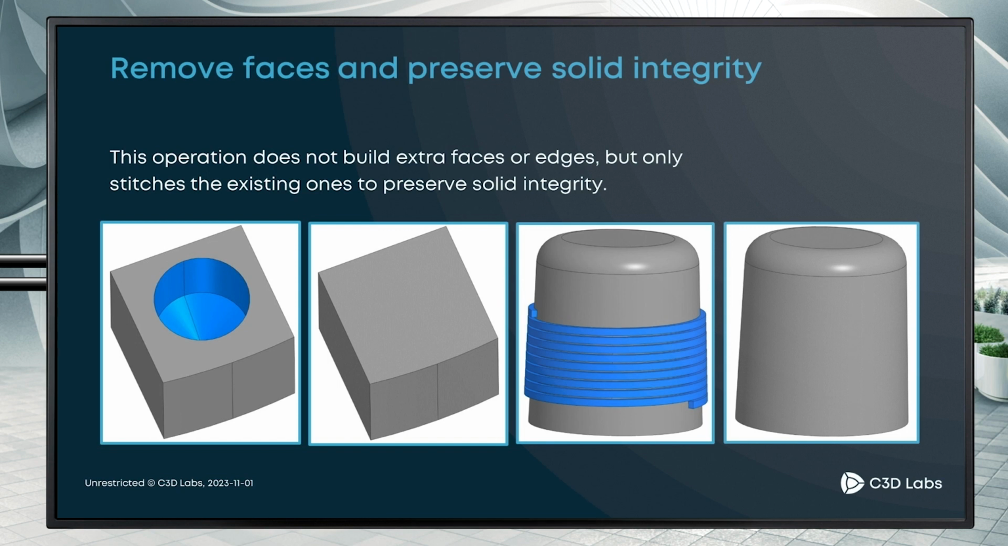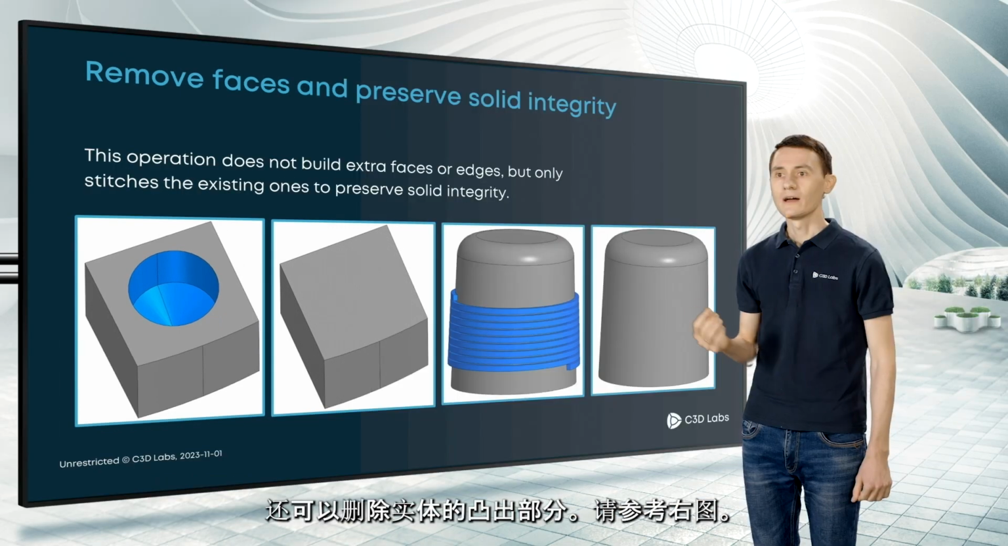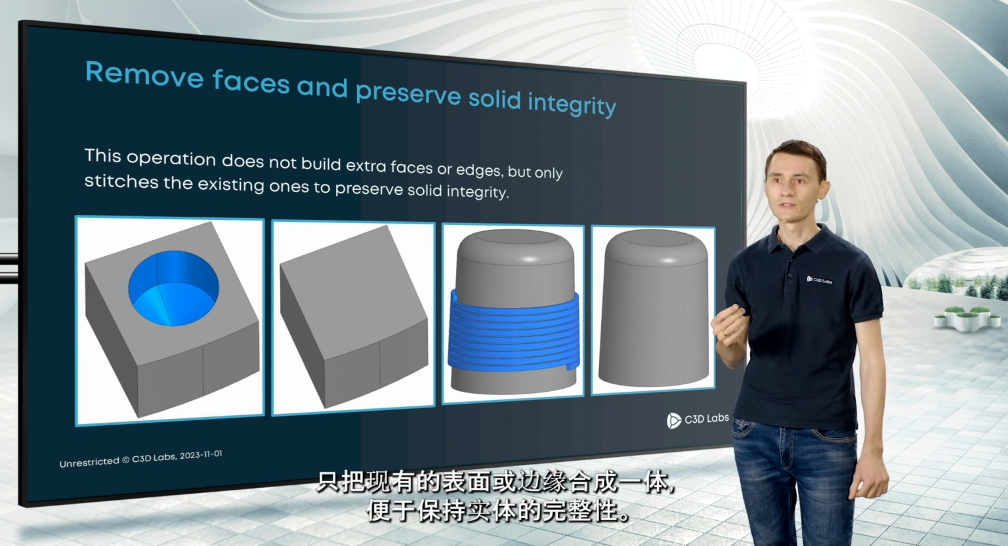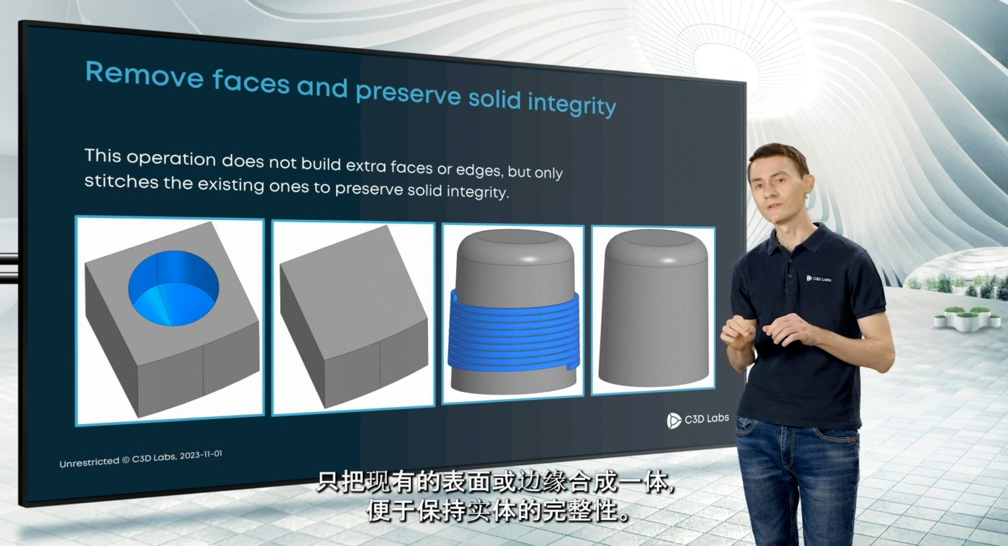So on this slide you can see the illustration of the first feature, which is self-explaining: remove faces. You can see how parts of a solid are deleted. Removed faces are colored in blue here on the slide. This functionality is mainly used to remove holes, the figures on the left, and protruding solid parts, the figures on the right. The operation doesn't build extra faces or edges. It only stitches the existing ones to preserve solid integrity.